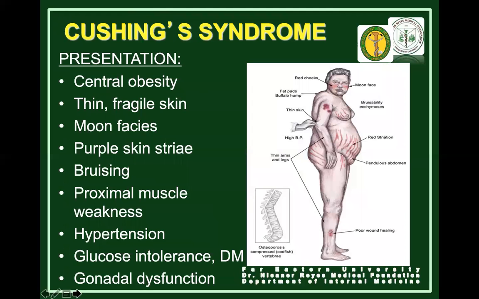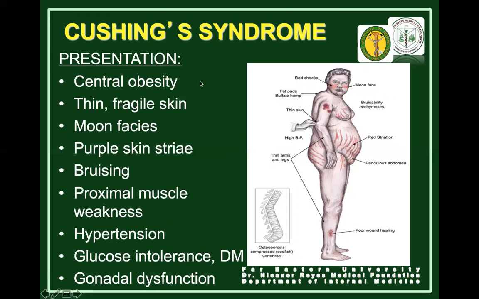Now, the presentation of Cushing's syndrome, excess in cortisol, will be the same in your pituitary, adrenal, and peripheral causes. However, there are some important things that you have to take note of that will differentiate a Cushing's disease from one that will be seen in other Cushing syndromes, like mass effect.